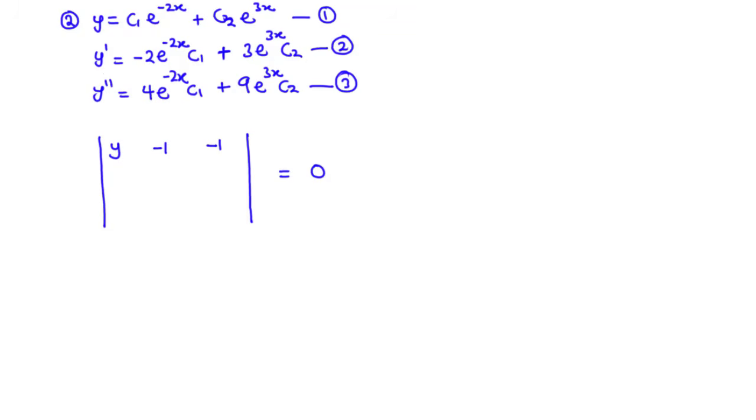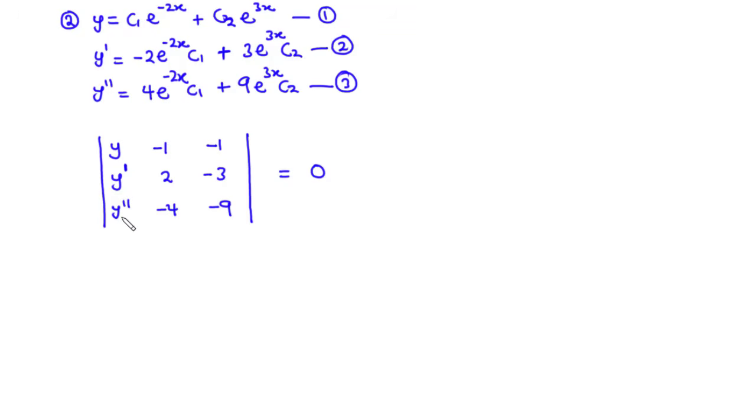Now, for the second row, we are going to have y prime. Here we have negative 2, so we transpose that, it becomes plus 2. Here we have 3, we transpose to the left hand side, we have negative 3. For row 3, we have y double prime, and then negative 4, negative 9. So let's try to find the determinant.